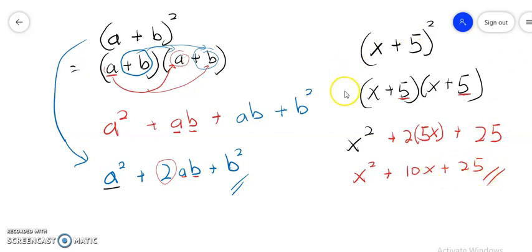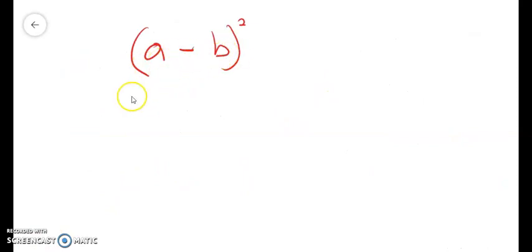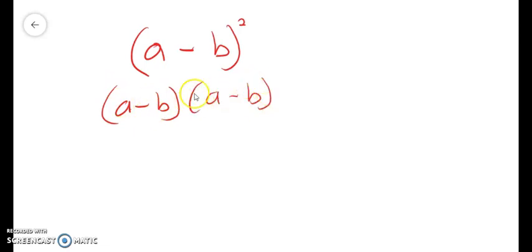Now let us try with the negative. Now we have (a minus b) and then we square it. Now we expand into 2. Expand into 2, and then we just take this a, multiply with this a, we have a square.